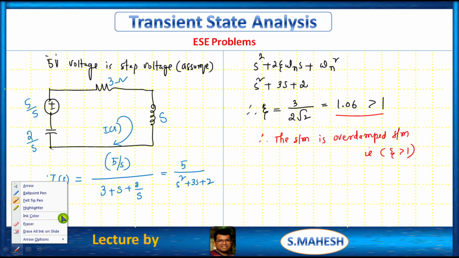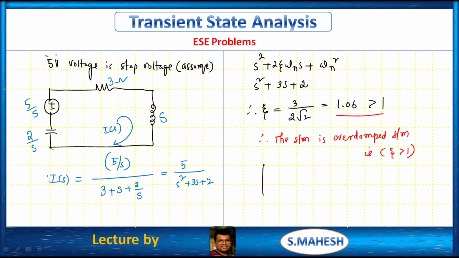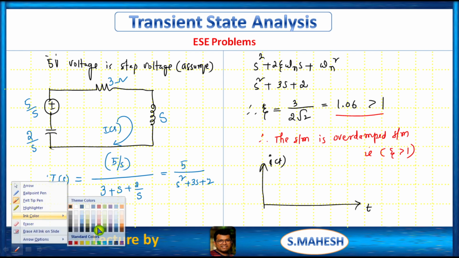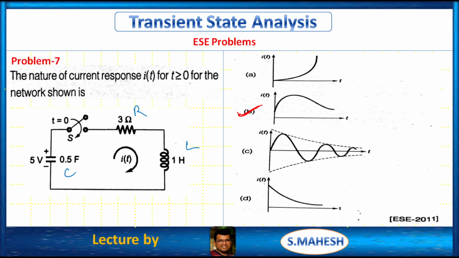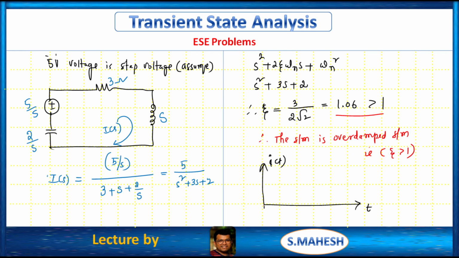already I have discussed this point with different graphs, right? Just go through them once. This is C of t, or I of t output, right? See, what is the graph? Like this we have to get. So this is the overdamped system. This is the response, okay.